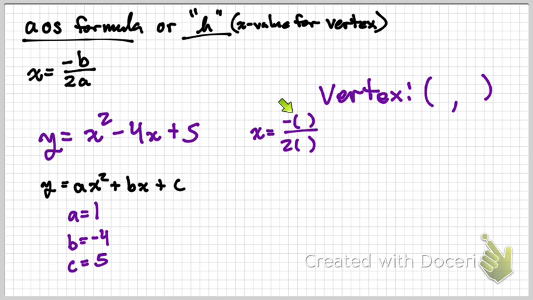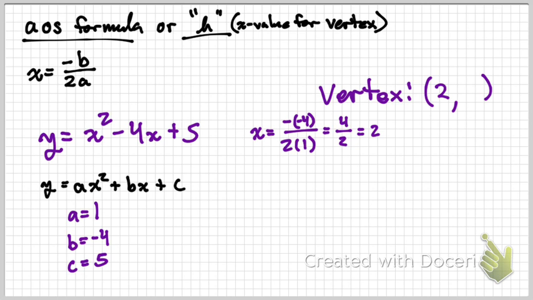And so I'm supposed to plug in the B up here, the A down here. So let's do that, and then simplify. When I simplify the top, a -4 is a +4, and 2 times 1 is 2. And I simplify that by dividing 4 divided by 2. You get 2. That's it. That's how you find the H. That's how you find the X value for the vertex.